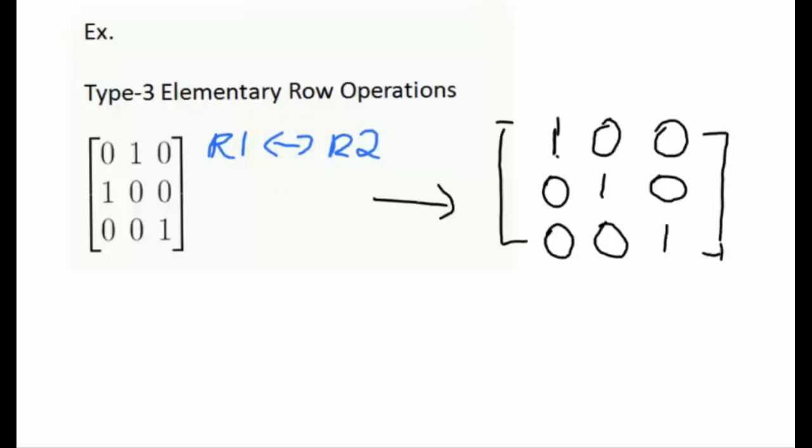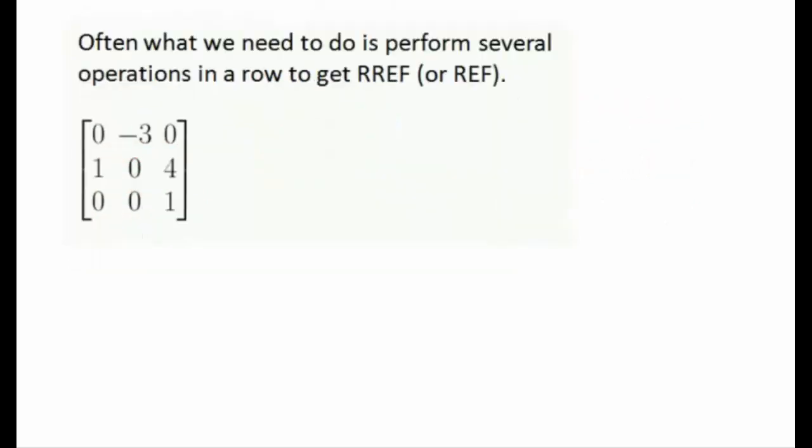Alright, so here's what our final matrix would look like if we perform the switch of row 1 and row 2. Notice that row 1, 0, 1, 0, has been moved now down into row number 2. And we have that row 2, which was 1, 0, 0, is now moved up to row number 1.